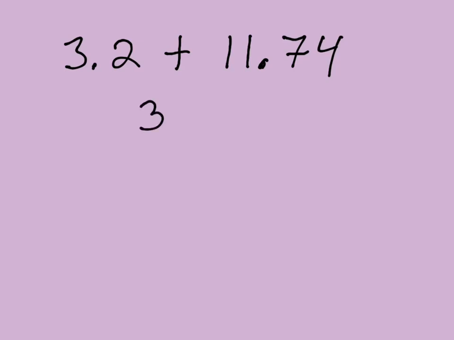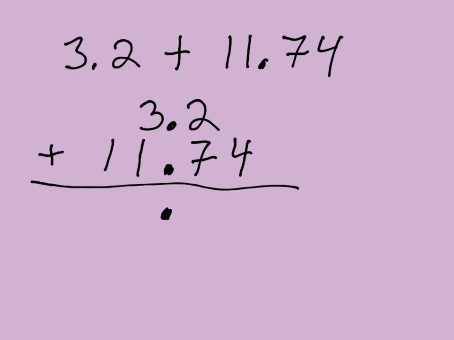So first I write 3.2, and then I write 11.74, keeping my columns really well lined up. And I have my decimal points lined up. See how my decimal points lined up? That's the most important part. But I also need to keep every single one of my columns lined up. So the ones columns lined up, the tenths, hundredths, the tens are all lined up. Even though there's nothing here and nothing here, they still line up in columns. So we need to do that. And then we just add.